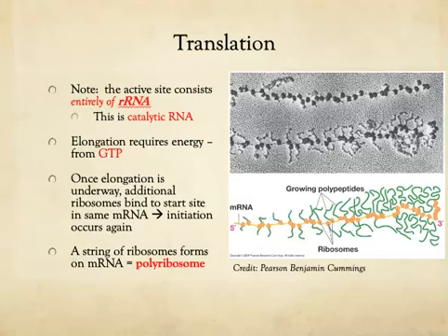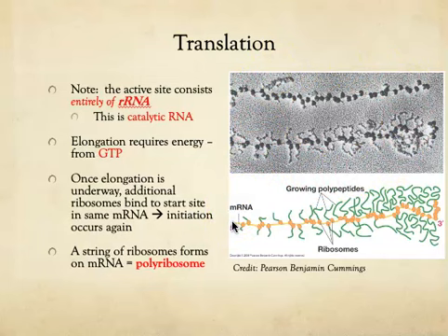This creates a structure that's referred to as a polyribosome. In other words, several ribosomes working along the mRNA, creating a long polypeptide. That's what you can see in the images on the right side of this slide. Here's the drawing, and here's an actual electron micrograph.